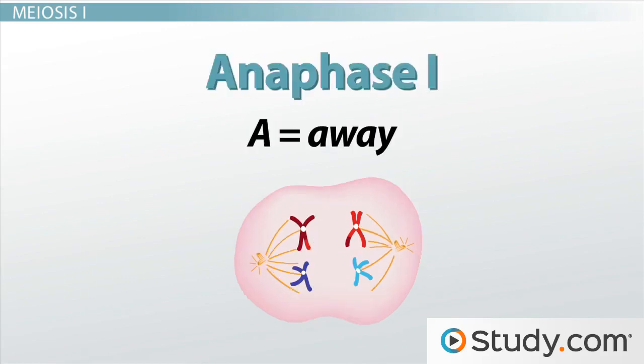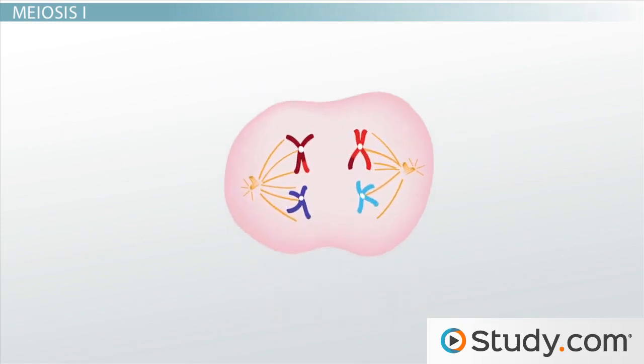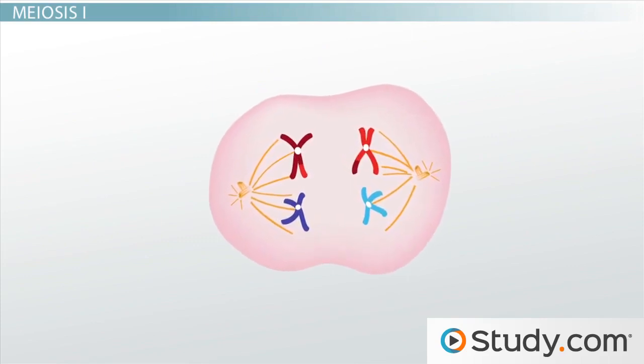Next, we have anaphase. I like to think of the A as standing for away or apart, because in anaphase, the homologous pairs pull apart and move away from each other. Their goal is to reach opposite ends or poles of the cell.